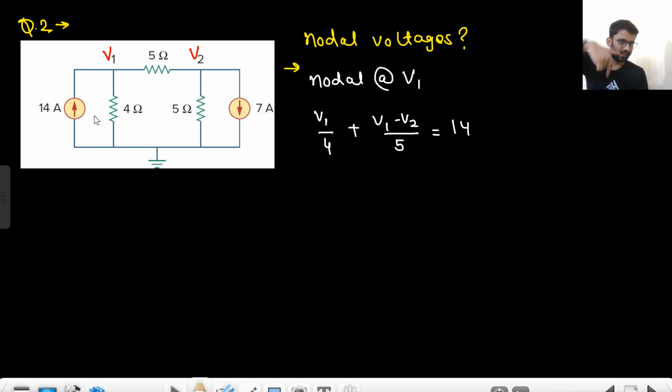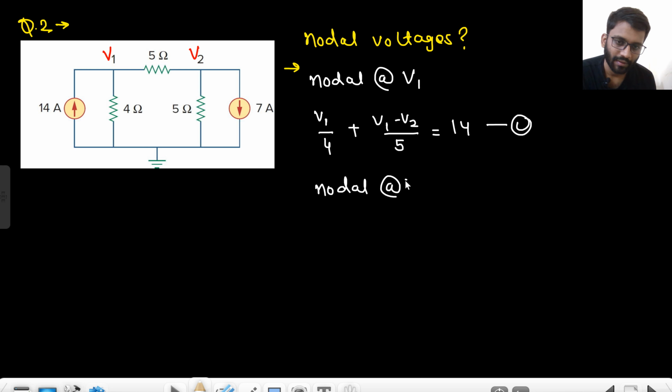V1 by 4 is current in the downward direction, which means outgoing. V1 minus V2 by 5 is outgoing current, and the 14 ampere current is incoming. Outgoing current, incoming current. That's it. This is the first equation. Then again nodal at V2.